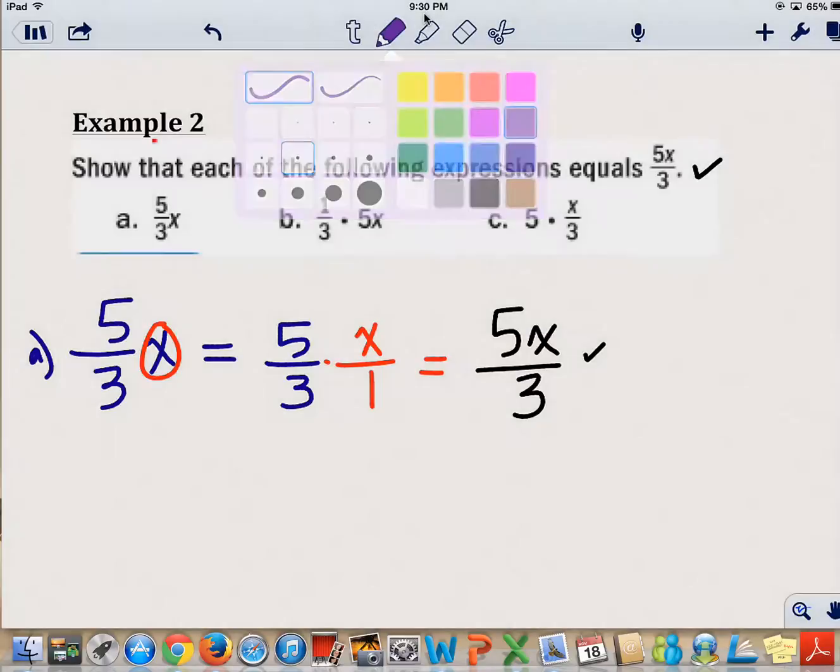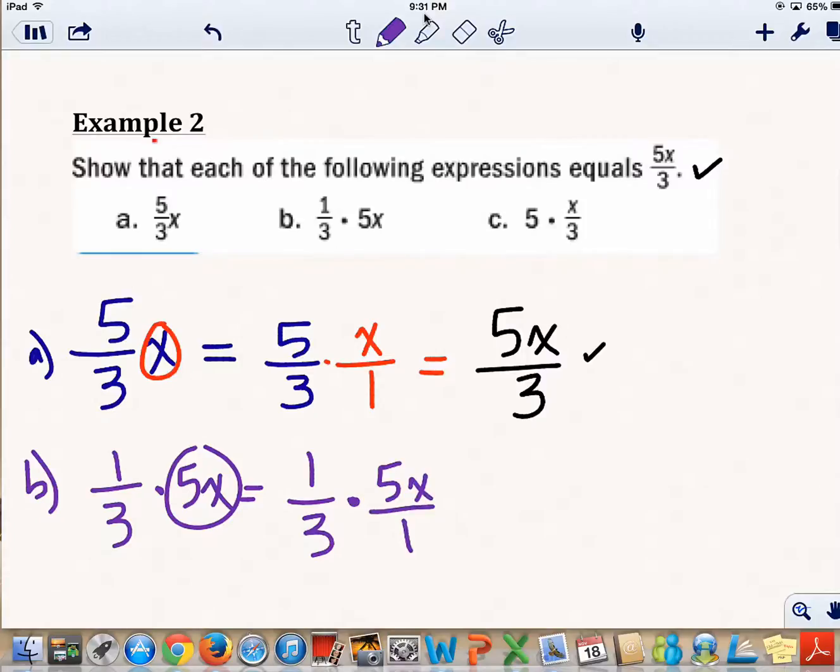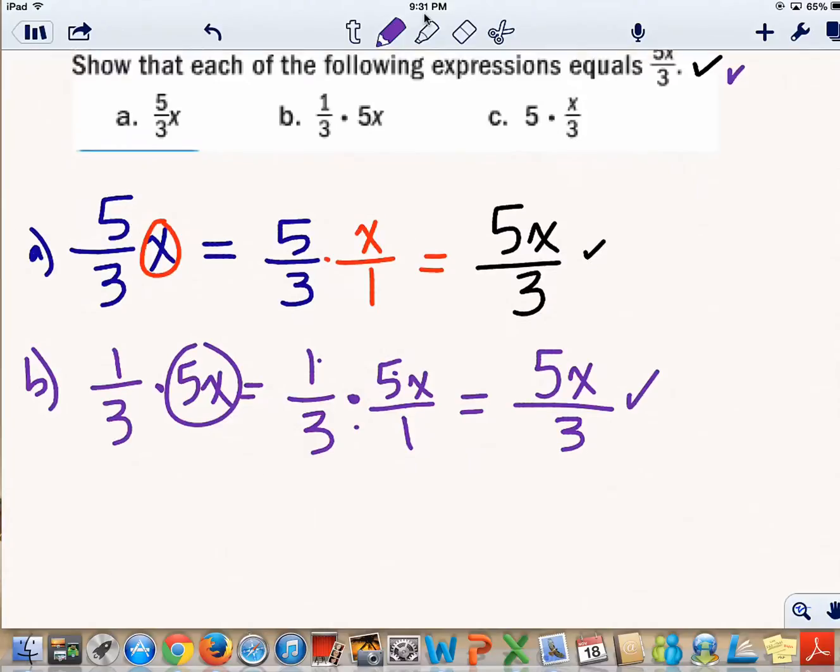Let's go to B and try that one. So 1/3 times 5x. So just like above, we have our 1/3, but we can take 5x and we can write it as 5x over 1. When you don't see a denominator, there's an implied denominator of 1. We use our rule for multiplying algebraic fractions. We multiply across the numerator. So 1 times 5x is 5x. And we multiply across the denominator. 3 times 1 is 3. So we got, again, 5x divided by 3.